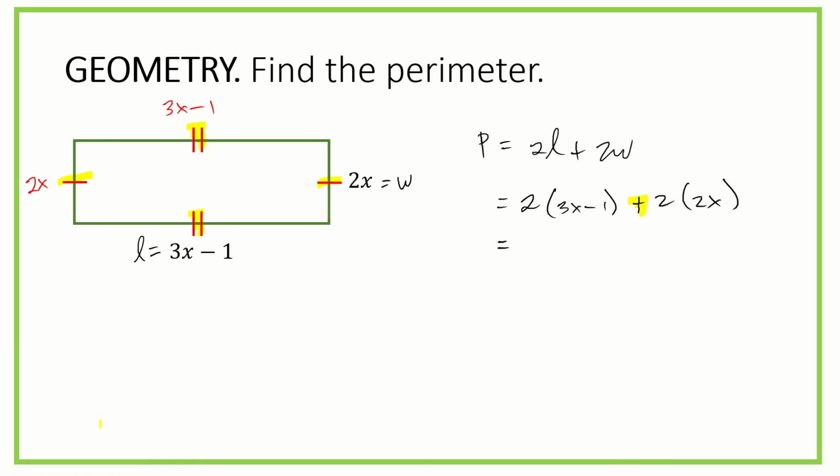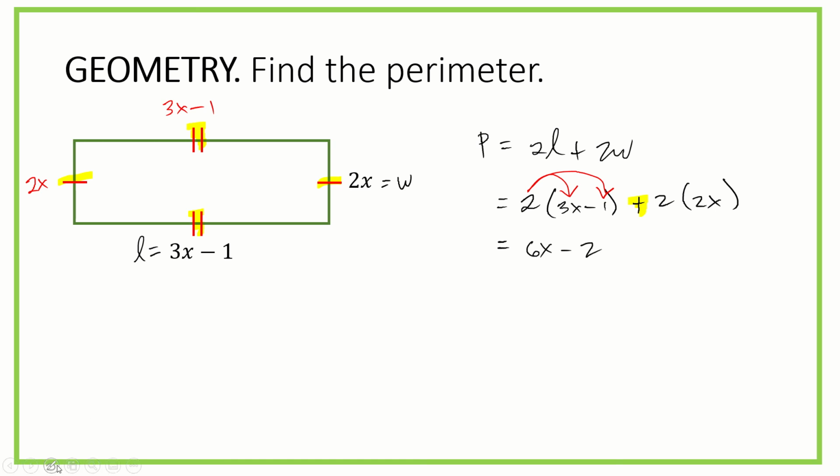So that means that looking at the left side of our plus, we still have to multiply the 2 to the group, 3x minus 1. So we distribute. So 2 times 3x will become 6x. Then 2 times negative 1, because this can be written as plus negative 1. So 2 times negative 1 is negative 2. So you can write it as minus 2 here.